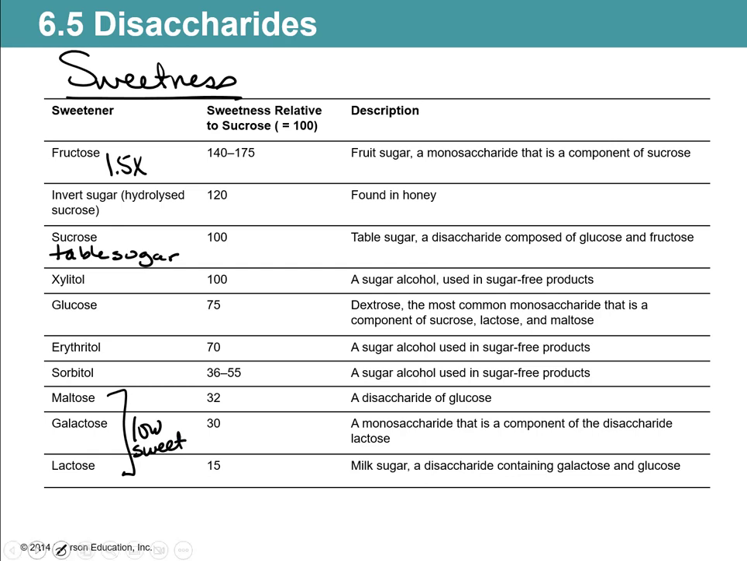So what about some of these others? What do you know about these? Xylitol, erythritol, sorbitol. These are all called sugar alcohols, okay? Sugar alcohols taste sweet. Notice on the sweetness scale, xylitol is just as sweet as sucrose. Erythritol is a little less, sorbitol is a little less than that, but they're sugar alcohols, and they don't affect blood sugar.